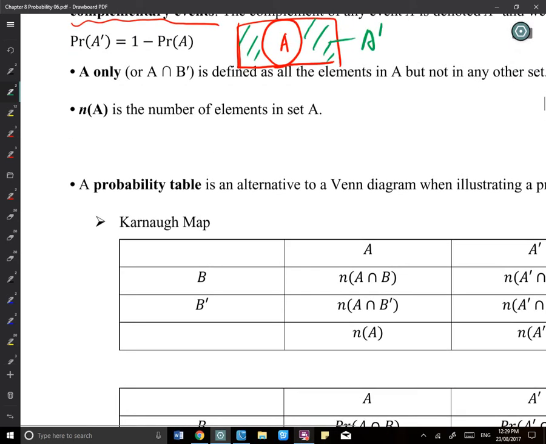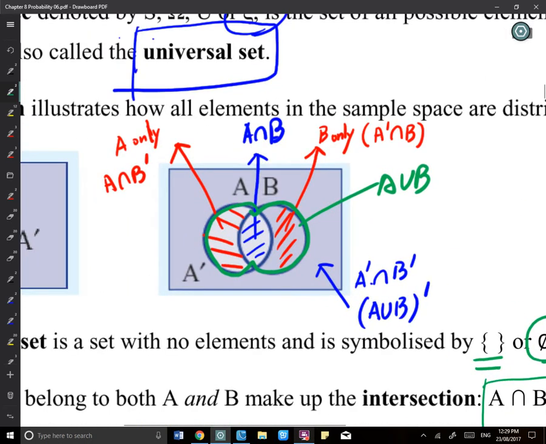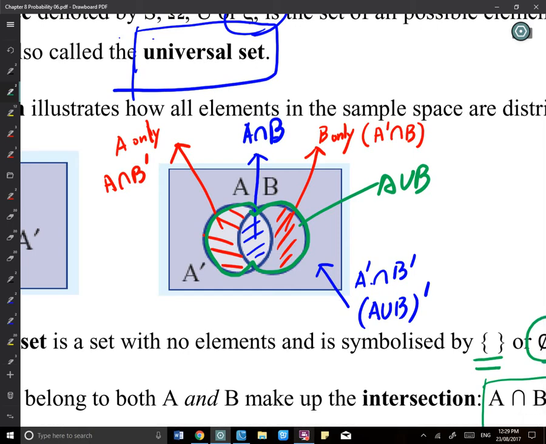And we have the next one, called A only. I have explained what A only is. It's only in the set A, but not touching B. The common set has been excluded. I just want A. So the notation will be A intersects B dash. A intersects not B. I don't want B, I just want A.